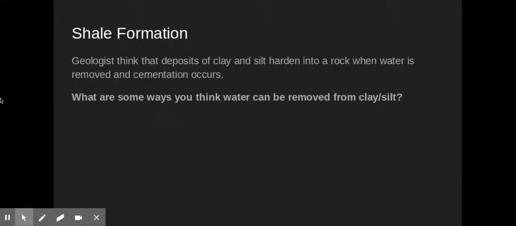So geologists think that in order to form shale, deposits of clay and silt harden into a rock when we can get the water out and cementation occurs. So we looked at that video of water and sand, and water and silt, and water and clay. But what are some ways you think we can remove that water from the clay and the silt?